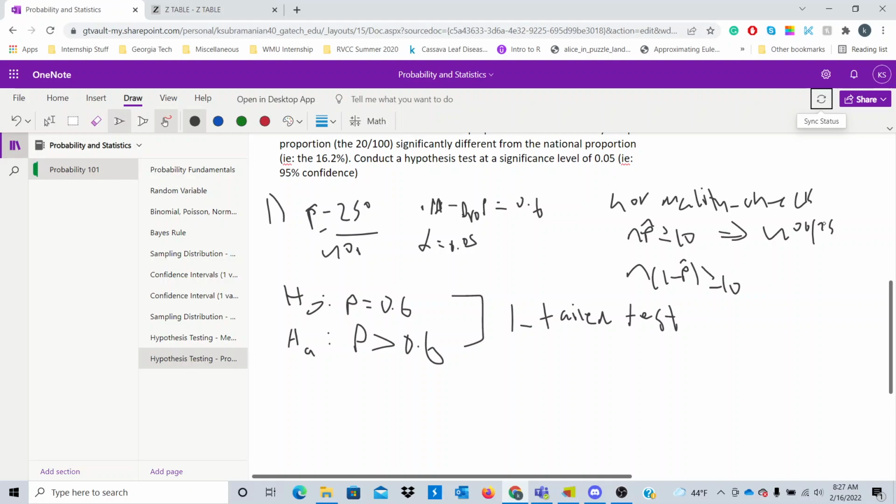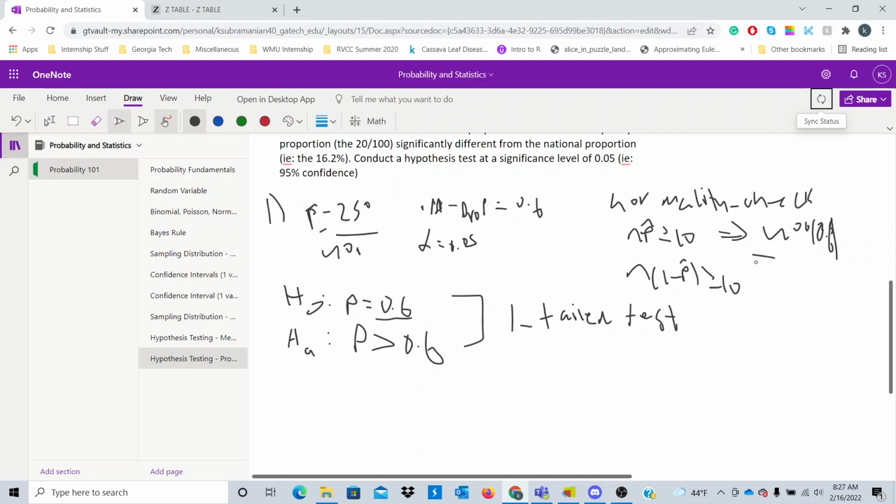It's going to be 0.6, right? And why we're using 0.6: we're centering our distribution around the null hypothesis. So we have to use this proportion when we're doing our normality check, right? Because we center our sampling distribution around our null hypothesis because we initially assumed the baseline to be the case.